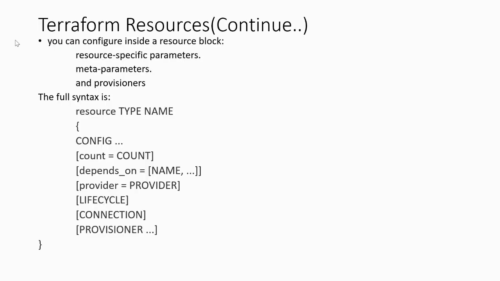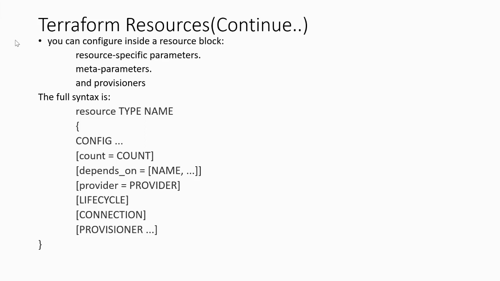Whatever I have shown in the example comes under the resource specific parameters, like AMI and instance type. All of these come under the resource specific parameters. Not only these, you can define meta parameters as well as provisioners inside the resource block. I'm not going to cover these meta parameters and provisioners in this video. I will cover these topics in depth in future videos.